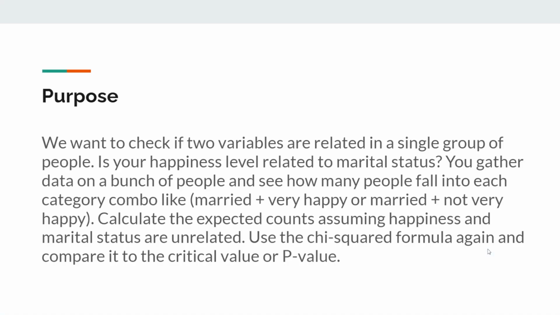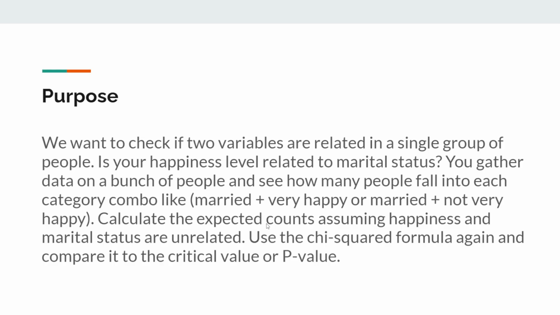So we go to the purpose, and we want to check if two variables are related. Let's go the simple route: happiness level versus marital status. Obviously, someone who's married is, on average, likely going to be happier. But I don't know, maybe you have to do the mean test for that one.